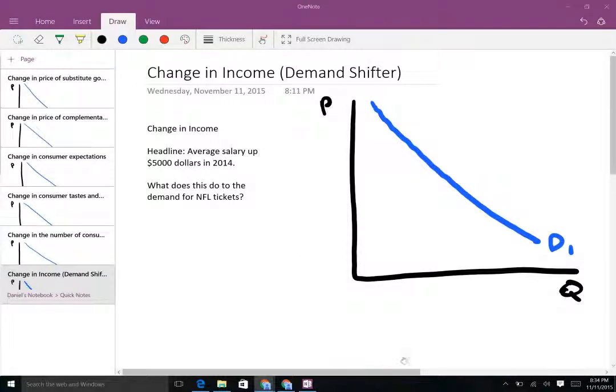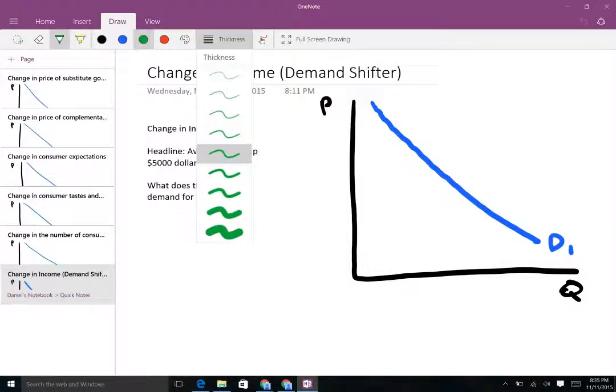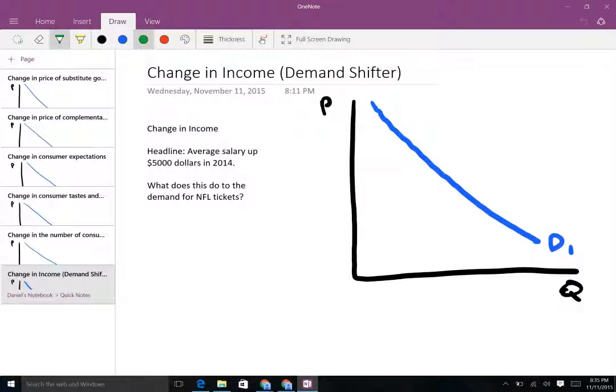Here's the headline. The average salary for Americans up $5,000 in 2014. The question is, what does this do to the demand for NFL tickets? Well, since the average salary of Americans is going up, that is an increase in income. They have more money to spend on consumer goods. So that's going to increase the demand for NFL tickets.